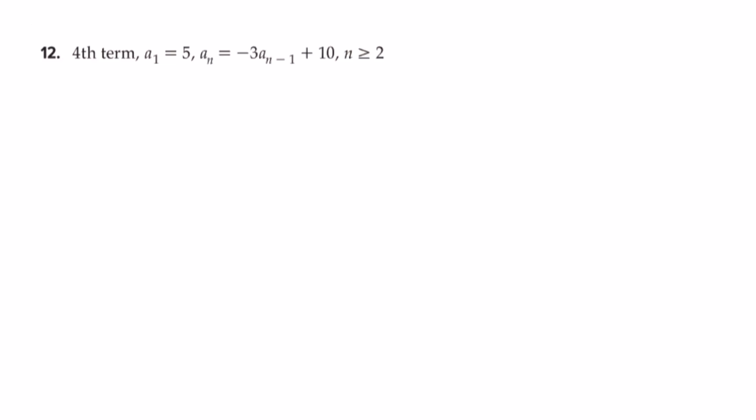Okay, let's solve question 12. This is on recursive sequences. How do you know this is recursive? Because the first term is given separately and the nth term formula is in terms of the previous term. So if I'm taking the nth term, the previous term is n minus 1, the one before this. Whenever the formula for an is given in terms of the previous term, you know it is a recursive formula.